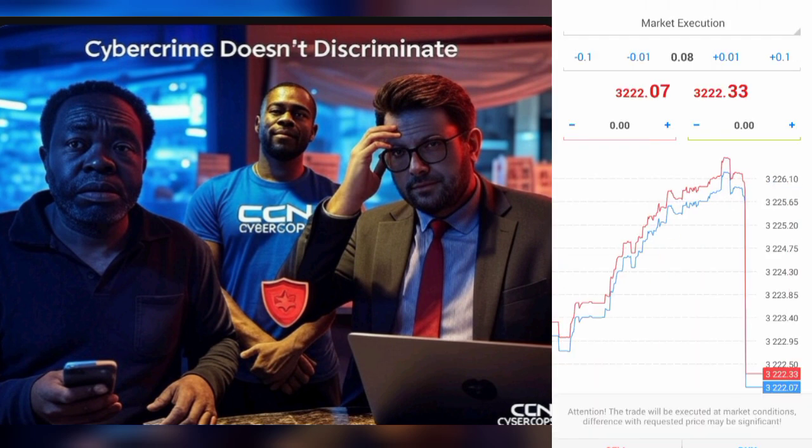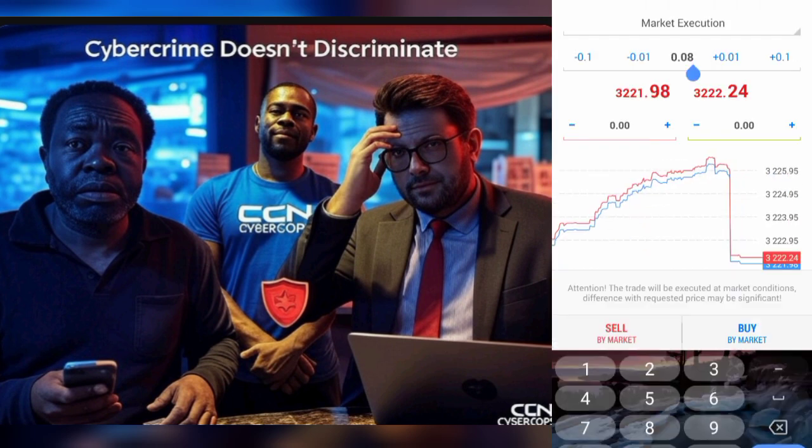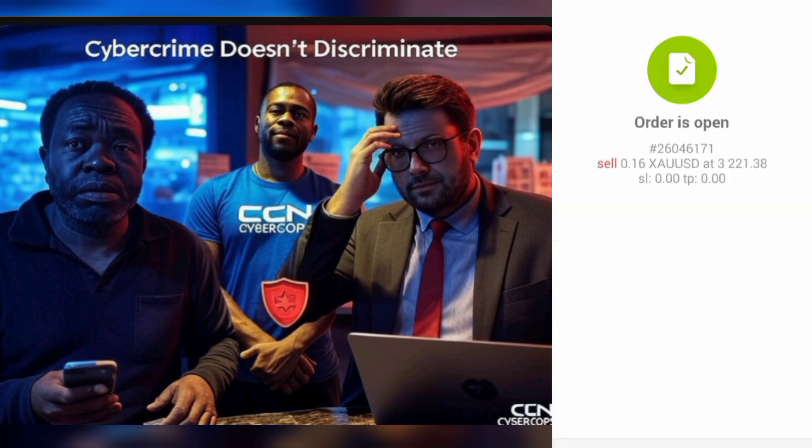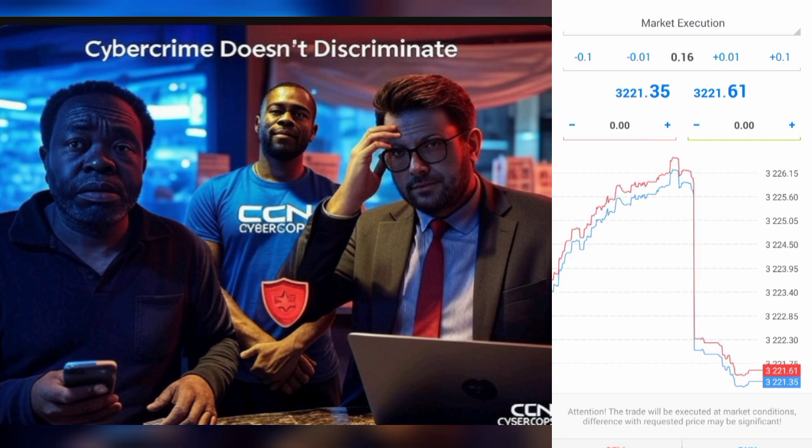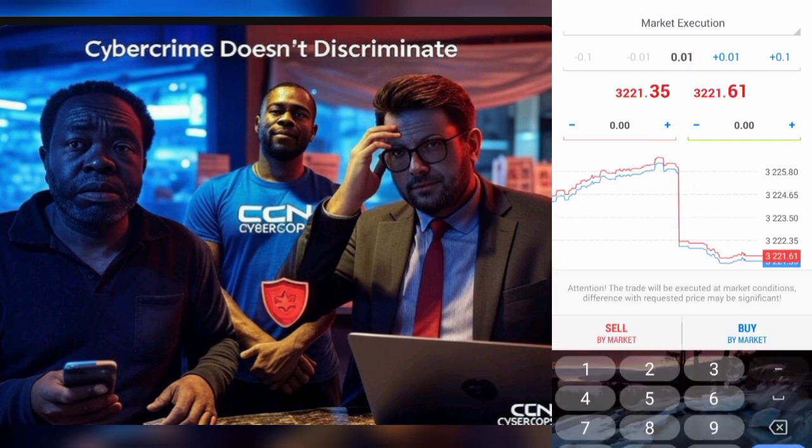So let's get ready to sell 1.6. It has happened already. So you see how fast that was. So 2.138. We are looking at continuing that move. So we'll do another entry at 3228.